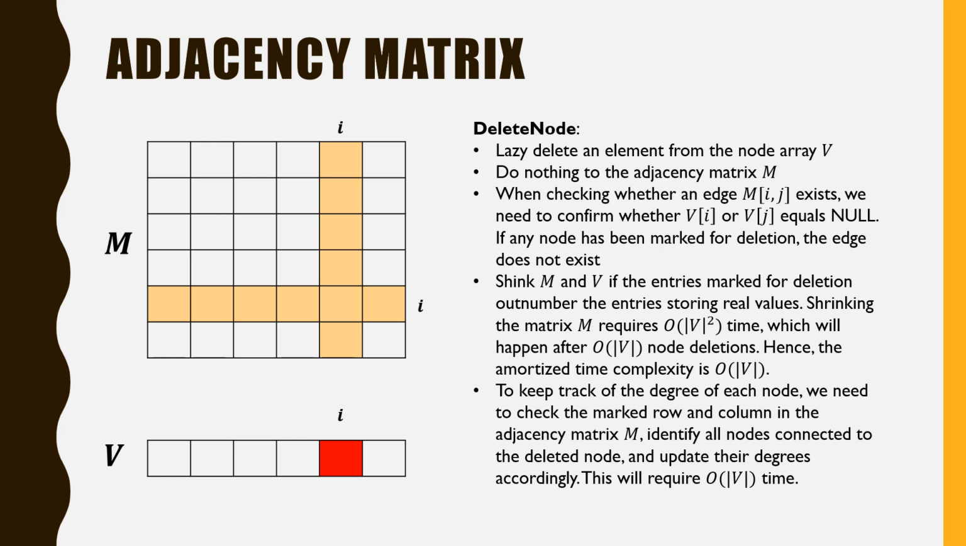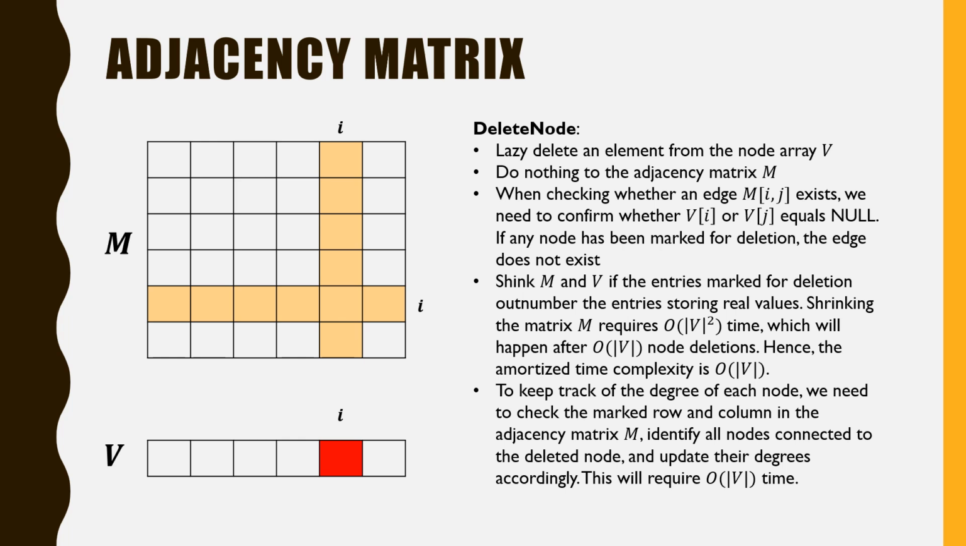The corresponding entry is marked red in the figure, meaning that the update takes immediate effect. Conceptually, we should also remove the ith row and column from M. But to avoid frequent data shifts, we leave these entries unmodified. The affected entries are marked yellow, indicating that the update will take delayed effect. When checking whether an edge between node i and j exists, we verify if Vi or Vj is null. If either entry is null, the edge is considered non-existent.